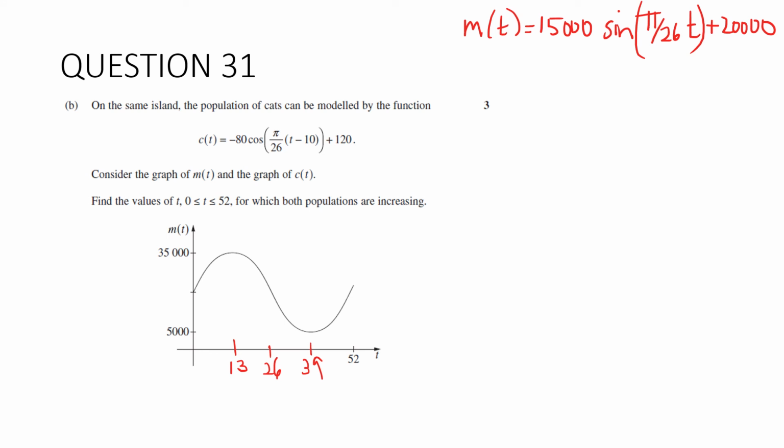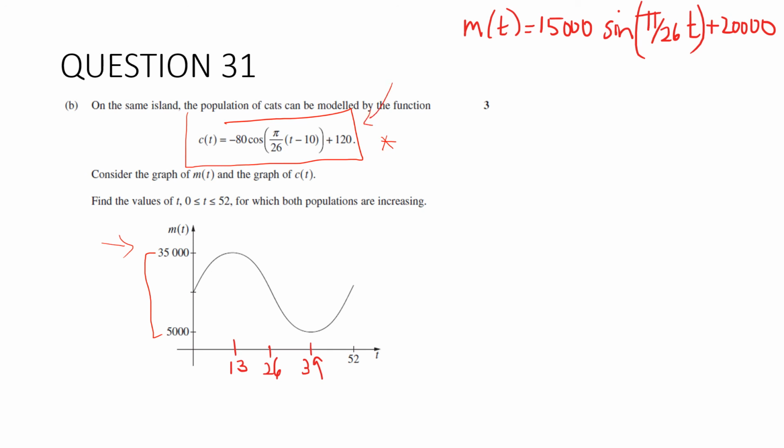Part B. On the same island, the population of cats can be modelled by this function here. Consider the graphs of M of t and C of t. Find the values of t between 0 and 52 for which both populations are increasing. Now we're not going to attempt to graph this on this same graph here, because look at the scale. We've got between 35,000 and 5,000, whereas here the numbers are much smaller. So I'm going to draw a separate graph.